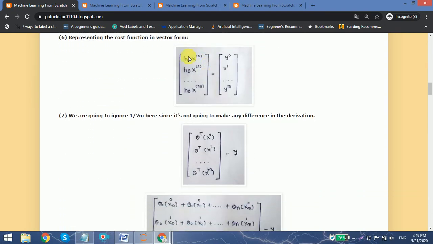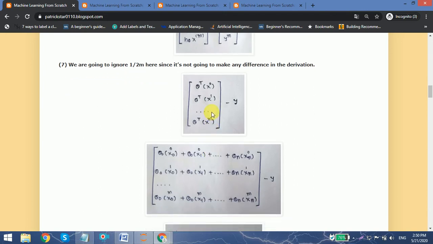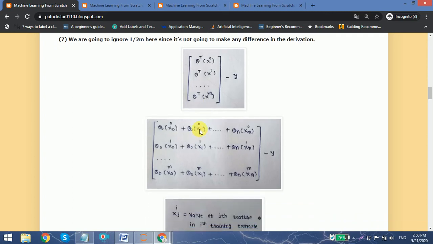So instead of h of theta x, we can write theta transpose x. That will result in the same thing. Instead of theta transpose x, we can actually write our main function, that is theta 0 x0 plus theta 1 x1 plus up to plus theta n xn, and we can do it for all of our rows. And here is the y value.